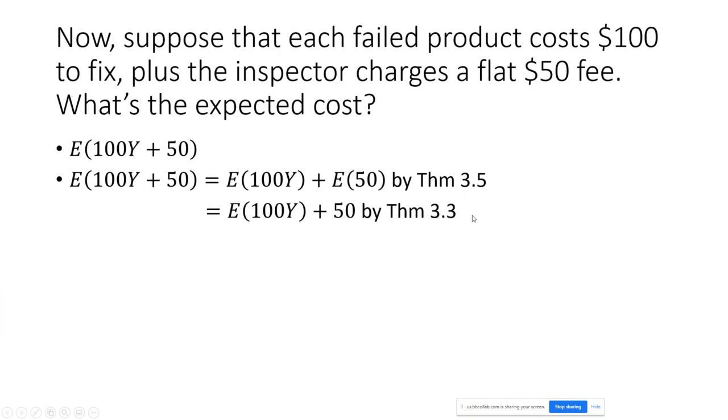And then we can use theorem 3.3 to say that the expected value of 50, well, 50 is a constant, so its expected value is just that same constant. And then we can use theorem 3.4 to say that we have this constant multiple inside the expected value. We can pull that constant outside. So we get 100 times the expected value of y plus 50.